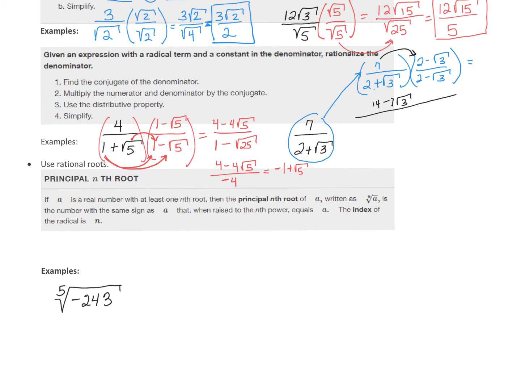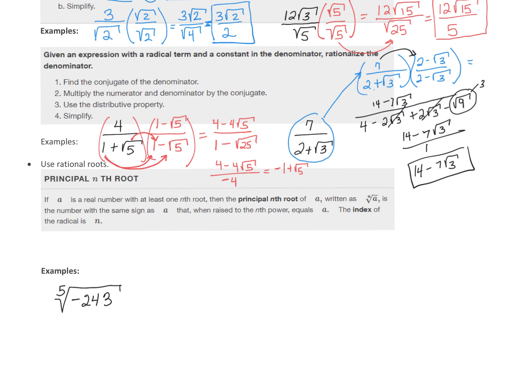We're going to get firsts 4 minus 2 root 3 plus 2 root 3 minus root 9. Oops, I know what that's going to be, so I already did it in my head and I wrote it wrong. Gotta be careful, huh? Okay, so 14 minus 7 root 3. These add to 0. This is just 3, so 4 minus 3 is 1, and we get 14 minus 7 root 3 is our final answer.